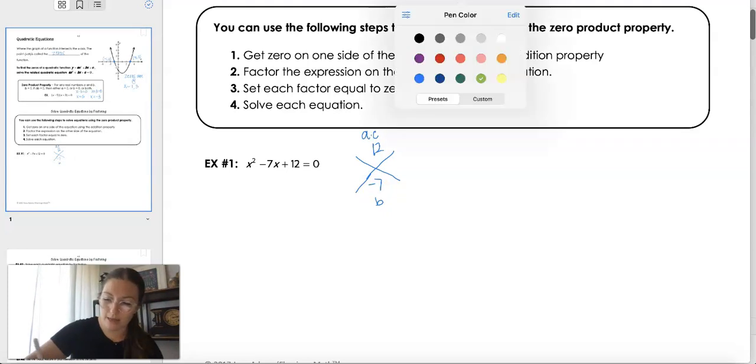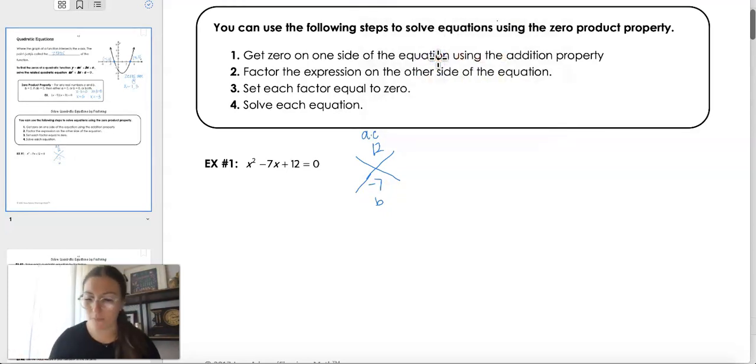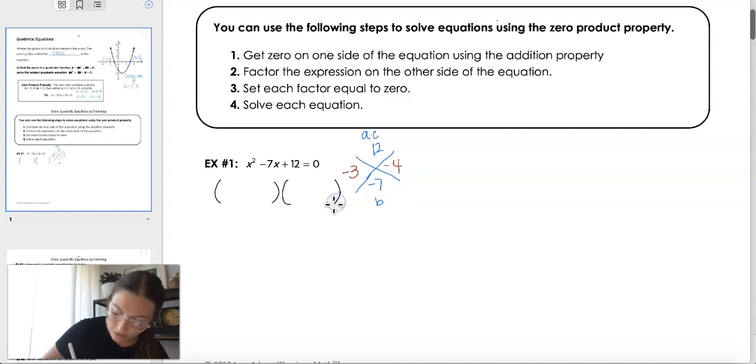So what multiplies to give me 12 and adds to give me -7? That would be -3 and -4. Double check it: -3 times -4 gives me 12, and -3 plus -4 gives me -7. Okay, so when we factor this, on this particular one, the a value is just 1. So remember, you're just going to copy that down, 1x and 1x. Then we copy down our factors, so we're going to have a -3 and a -4, and then this equation equals 0.